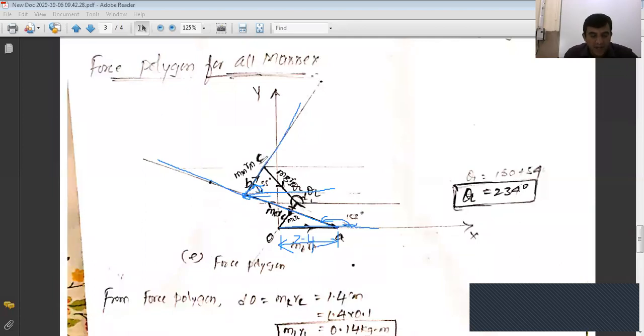Along the 55 degree line, how much you are going to measure here? 1.5 centimeter. Then you get the point C. That magnitude of BC is how much? 1.5 centimeter or 0.15 kg meter. Am I right? Is it right?